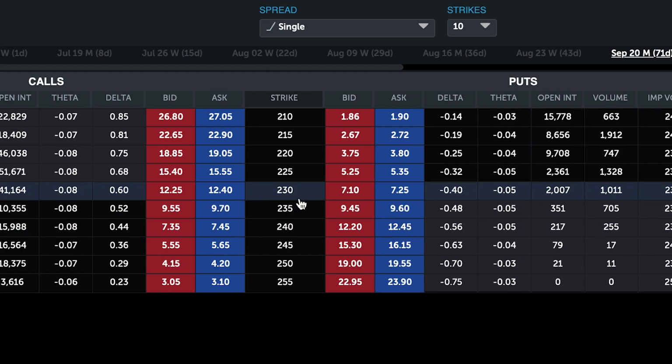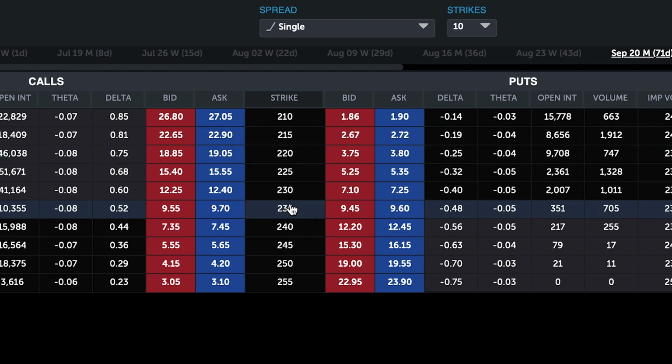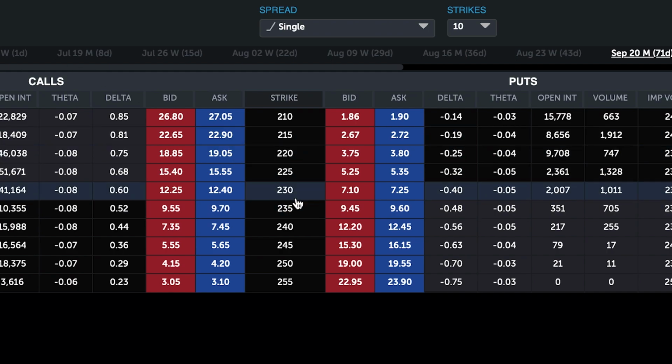All right, so I am on the option chain and I am at a September the 20th expiration, and this is Apple. We're looking at Apple. And I'm going to buy, let's just say, an at the money option contract, a call option. So we're making money when the price goes up with a call. So let's look at the call side first.